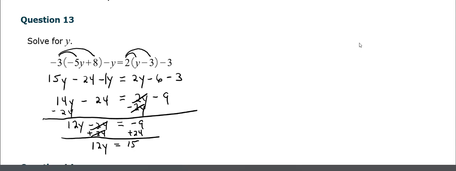And now remember, we're solving for positive 1y, so we're going to divide both sides by 12. So y would equal 15 over 12. But we always need to see if we can reduce the fraction. In this case, 3 divides into both 15 and 12. So I'm going to divide 3 out of each one. So 15 divided by 3 is 5. And 12 divided by 3 is 4.